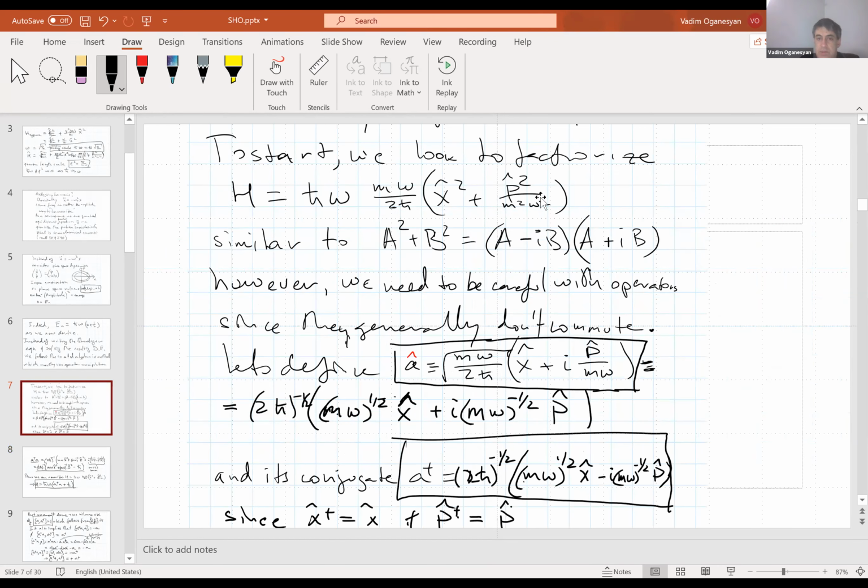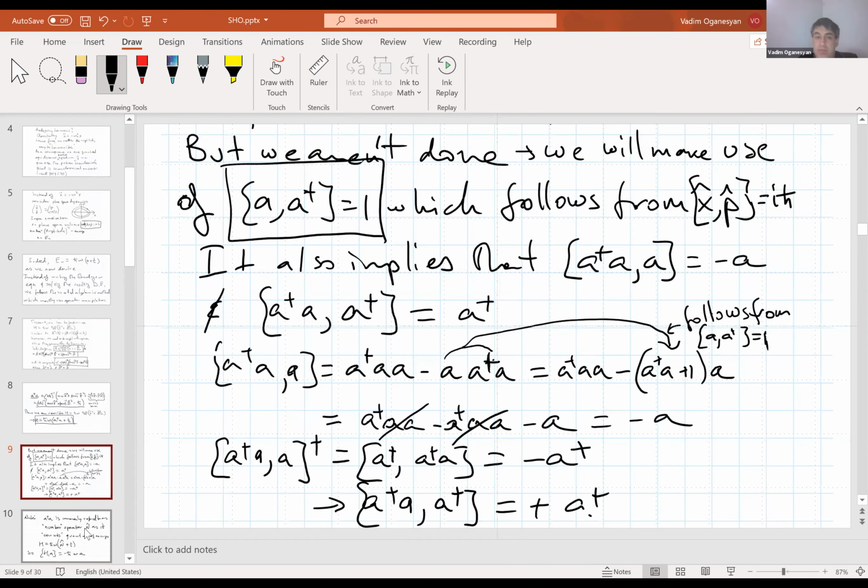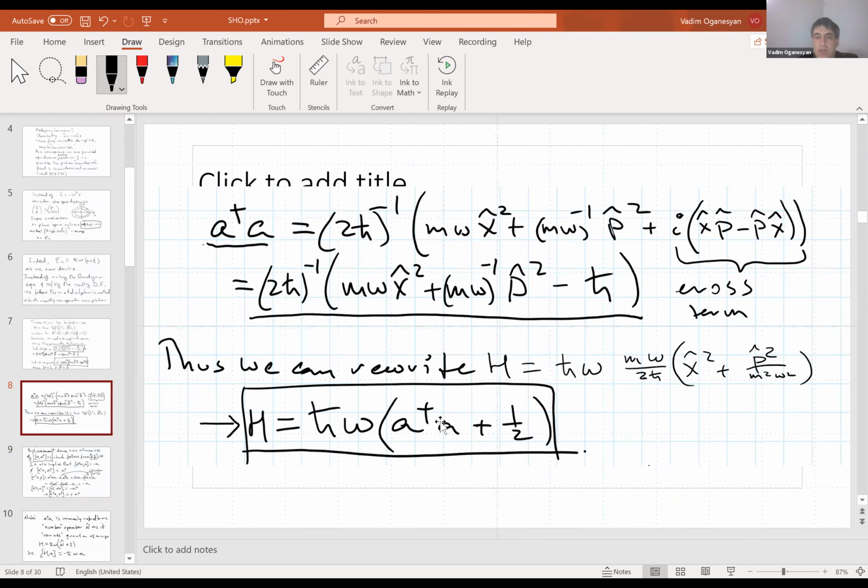If you just stare at this and then look at the form that we got with A dagger A, you can convince yourself that the Hamiltonian can be rewritten as h bar omega times A dagger A plus 1/2. Presumably everybody has seen this at some point, hopefully. Okay, so far it's not clear what the purpose of all of this gymnastics is.